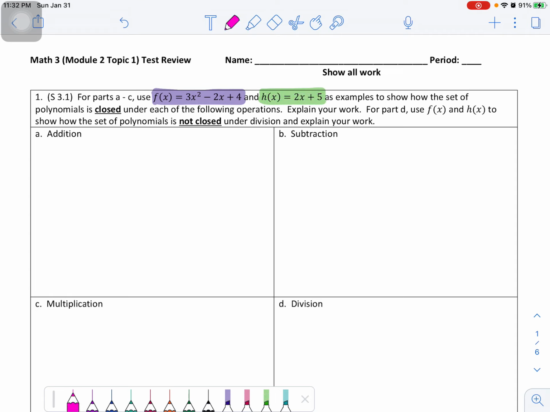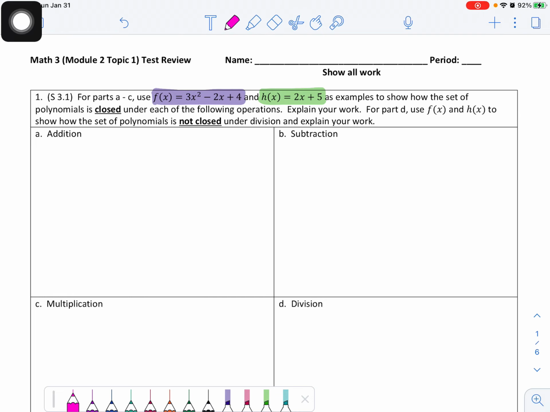And we're told for part A, which is addition, part B, which is subtraction, and part C, which is multiplication, we're supposed to use these two polynomials to show how the sets are closed for each of these. Then for part D, we're supposed to explain why the set is open or not closed for division.